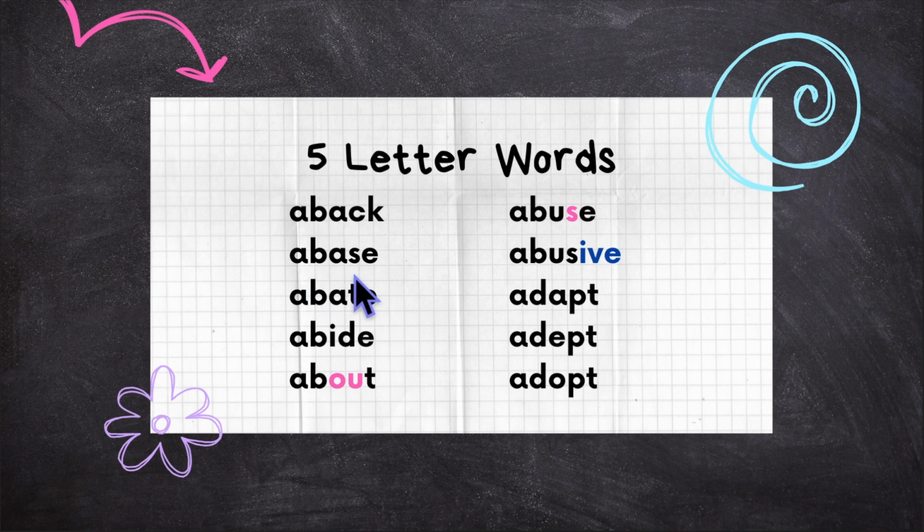Aback, abase, abate, abide. O uses ow most of the time. About. S is going to use its second sound of z here. Abuse. This is the suffix iv. English words don't end in the letter V, so if you see a word ending in IVE that is a longer word, it's probably going to have a short I sound because the E is just there to keep the V from being the last letter. So this is abusive, adapt, adept, adopt.